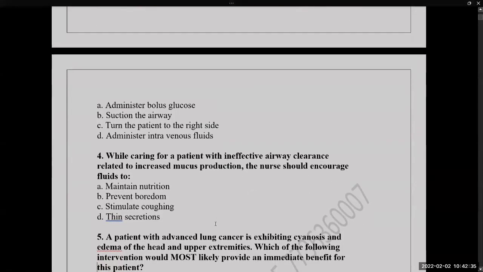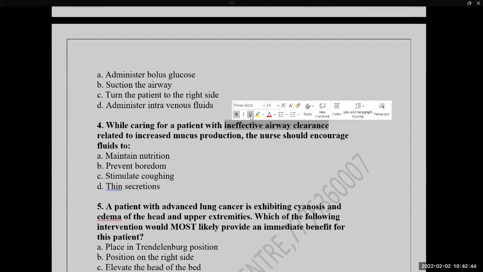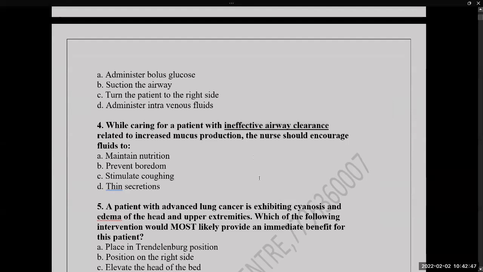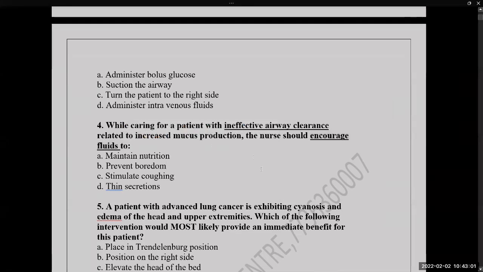Fourth one: while caring for a patient with ineffective airway clearance related to increased mucus production, the nurse should encourage fluid. So what is the choice of treatment for ineffective airway clearance? What is the treatment for ineffective airway clearance? It is encouraging fluid. You can write down ineffective airway clearance. The choice of treatment for this is encouraging or hydrating the patient. So the question is, why is this important?